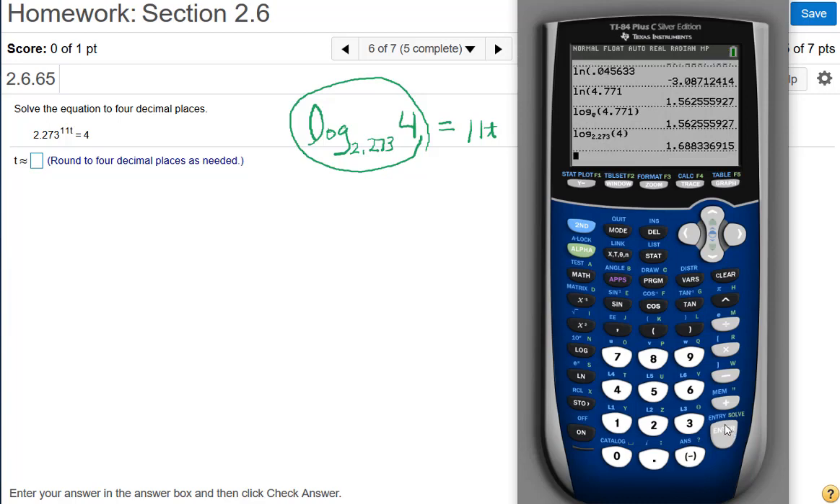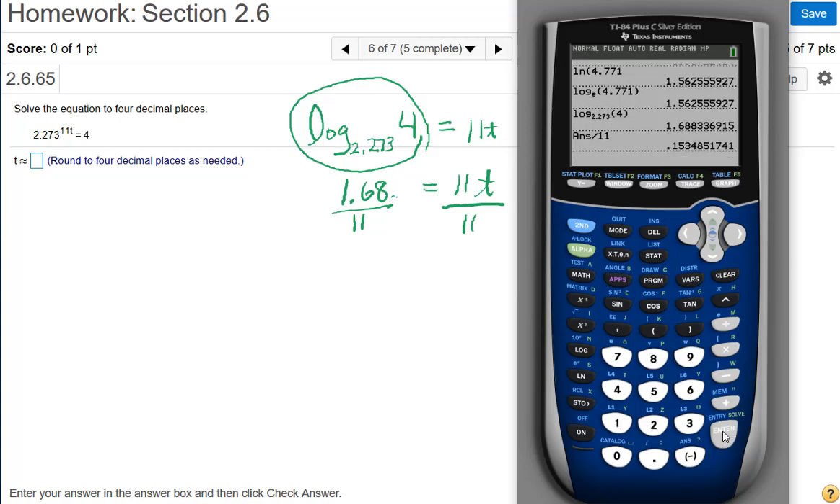Now, we're not finished. We've got this number equals 11t. To get our answer, we need to divide by 11. Now notice, I'm going to take my calculator here and divide by 11 simply by hitting divide and 11. Now the calculator knows I mean that number that it just came up with, which I didn't even bother writing down, and that is what we need to round to 4 decimal places.